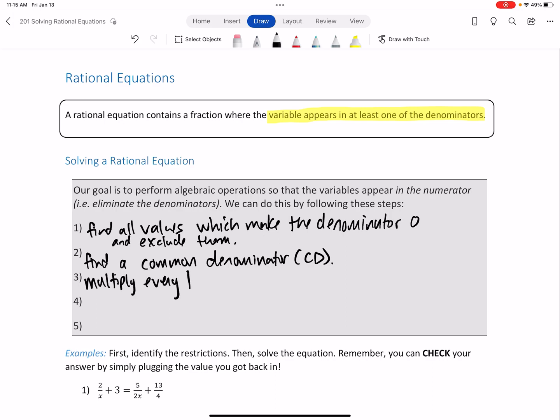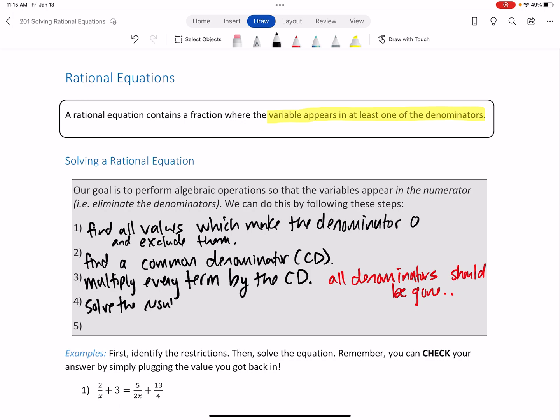Okay, so then just like we did with linear equations with fractions, we multiply every term by the common denominator. So remember, when you do this step, multiplying every term by the common denominator, all of the denominators should be eliminated, and you should end up with a linear equation. If you don't, then you maybe made a bad choice of what your common denominator should be, okay? So after step number 3, when you multiply every term by the common denominator, all the denominators should be gone. If not, try again.